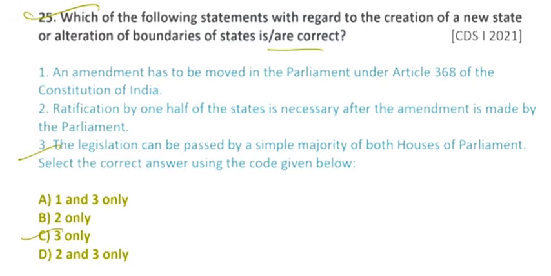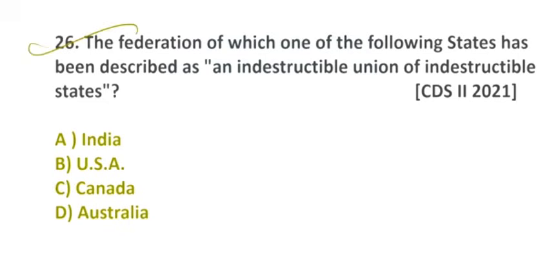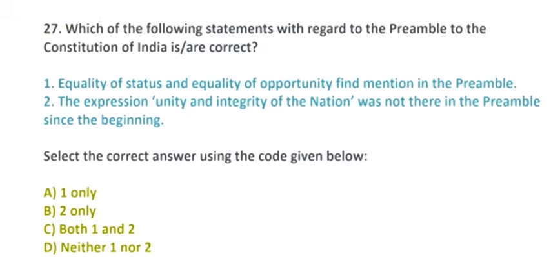Option number C, 3 only. The legislation can be passed by simple majority of both houses of parliament. Yes, both houses of parliament. 26. The federation of which one of the following states has been described as an indestructible union of indestructible states? Option number A, India. 27. Which of the following statements with regard to the preamble to the Constitution of India are correct? Option number C, both 1 and 2.